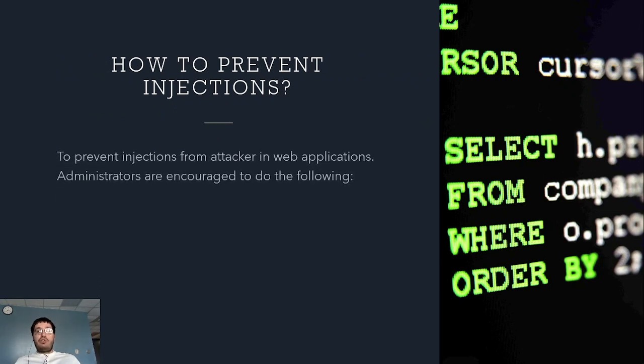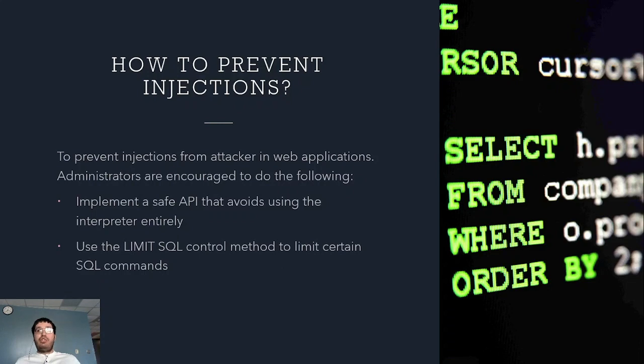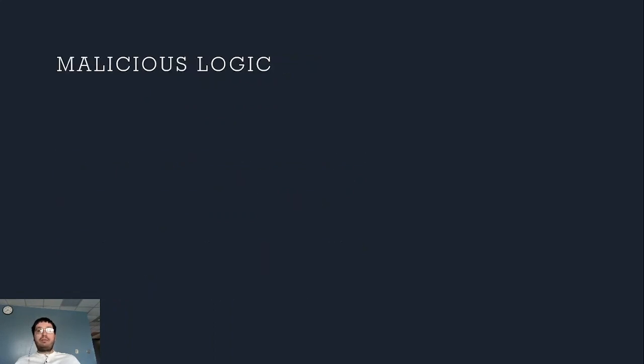To prevent injections from an attacker in web applications, the administrators must do the following. First, implement a safe API that avoids the interpreter entirely. Second, they should use the limit SQL control method to limit certain SQL commands, like if they were to perform SQL injections or other similar injection attacks, and also use positive server-side input validation.